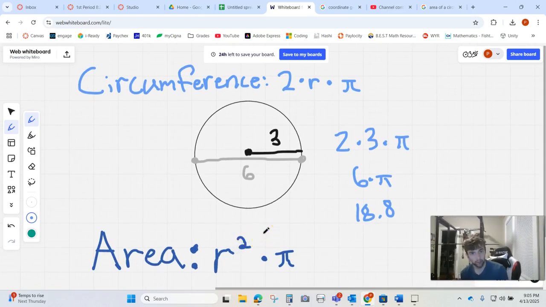Do you think the area will be bigger or smaller than the circumference? What do you think? Make a commitment. Drop your guess in the chat. Do you think it'll be bigger? What's bigger? How long the outside of something is, or the space inside? Think about your house. What's bigger, the fence that goes around your yard, or the yard itself?